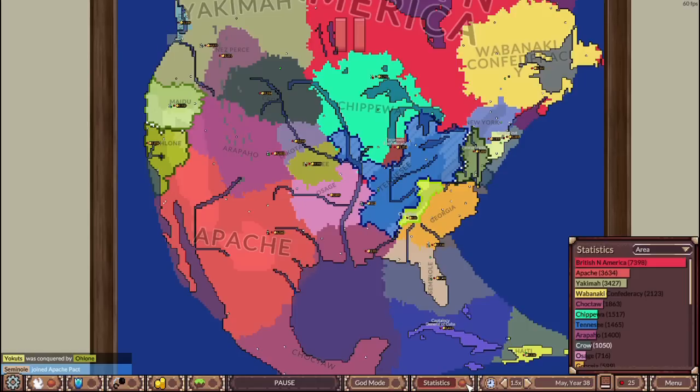Let's just check out the statistics here. The biggest by size is going to be the British still, followed by the Apache and the Yakima and the Wabanaki Confederacy.